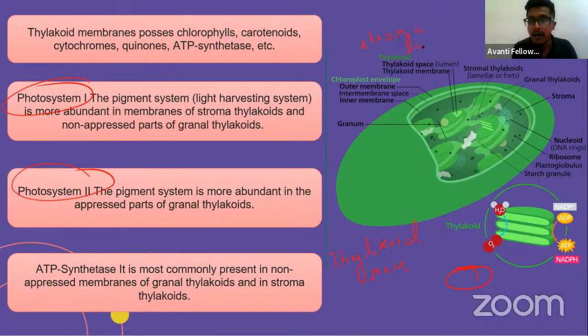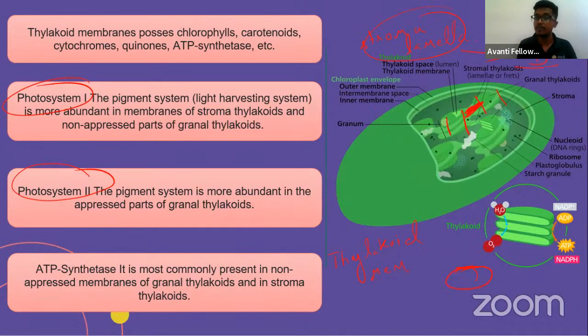Stroma lamella. Okay, your stroma lamella, these bridge-like structures, I told you, that are present between two granas. These bridge-like structures, which are called stroma lamella, have only one type of photosystem. Very, very important information. What type of photosystem is present only in stroma lamella? It is photosystem 1.